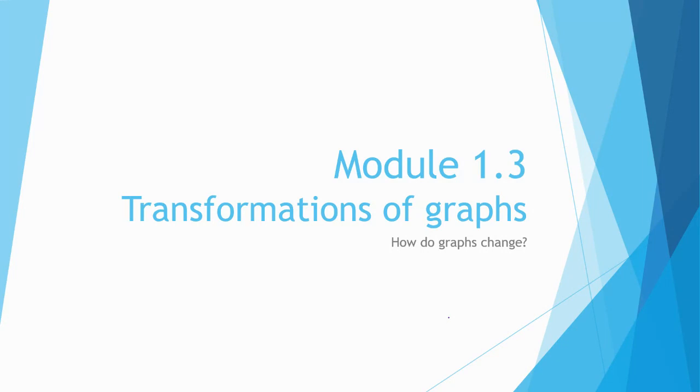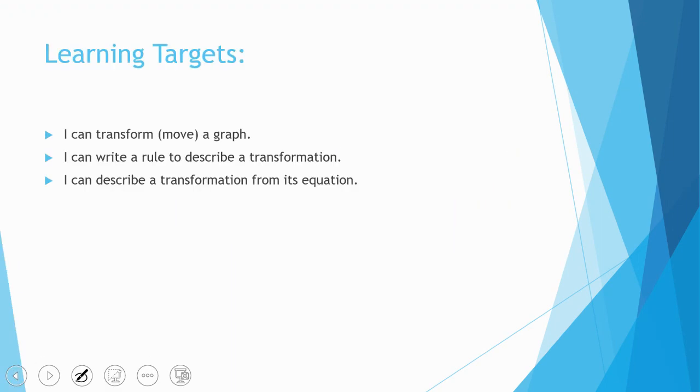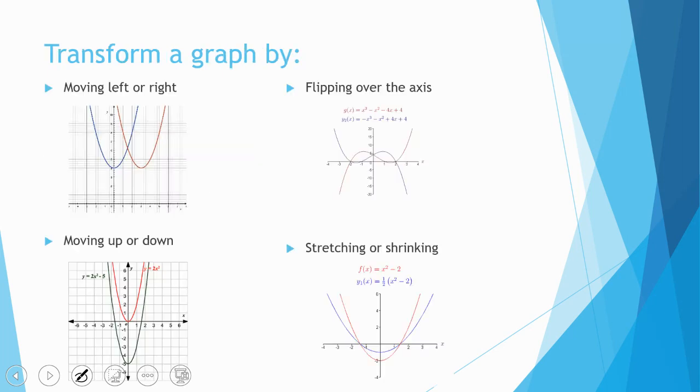This is all about graph transformations, and we're going to be talking about how graphs change. Our goals for today are to be able to transform or move a graph, write a rule that describes the transformation, and describe a transformation from its equation.